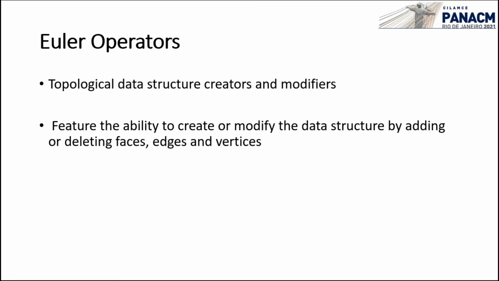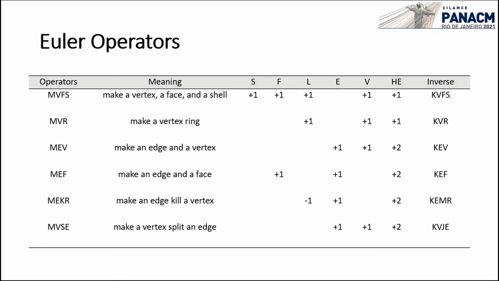The half-edge data structure uses operations that modify it. These operations are performed by Euler operators that can be defined as creators and modifiers of the topological data structure. These operators have the ability to modify the data structure by adding or deleting faces, edges, and vertices. The following table presents the Euler operators implemented in the data structure. Each Euler operator has an inverse operator. Operators are named following a pattern. The acronym M refers to the ability to make, and the acronym K to kill.